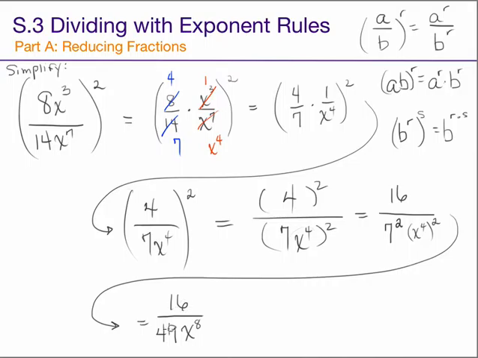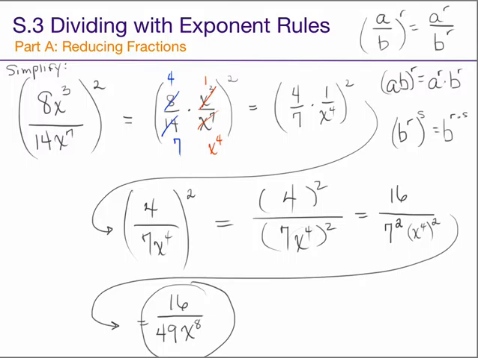How do I know that these don't reduce? I did all the reduction I could here. Then I just squared them. This, 16, is a 4 times a 4. The 49 is a 7 times a 7. There's nothing in common. This is my final answer.